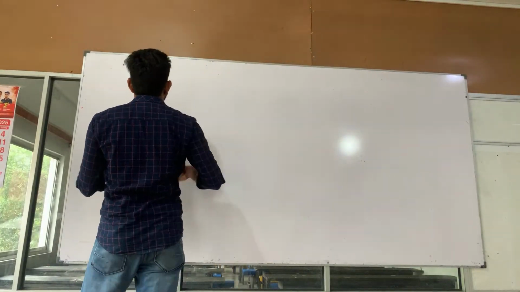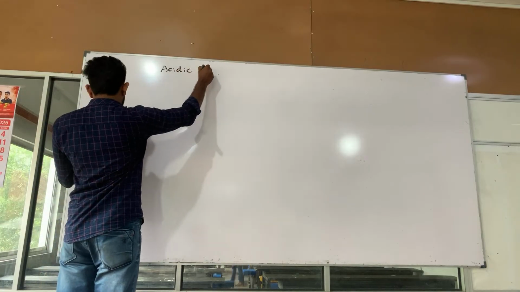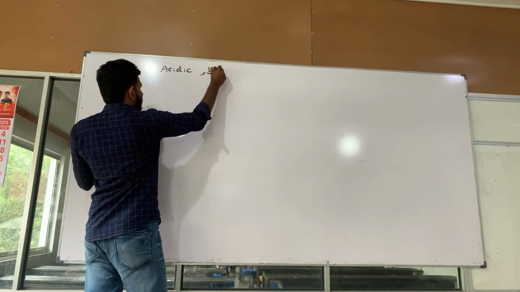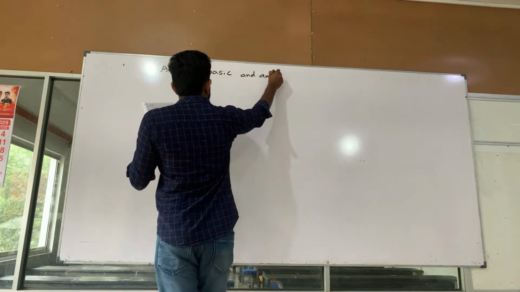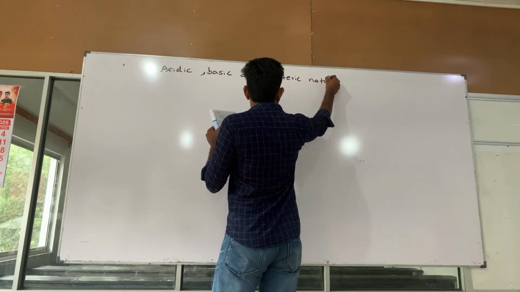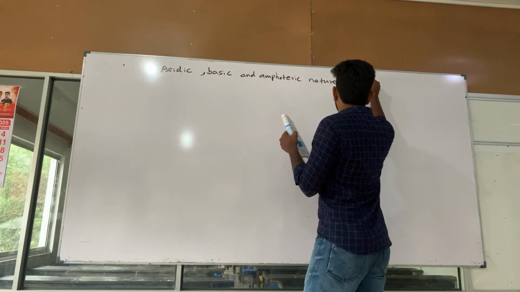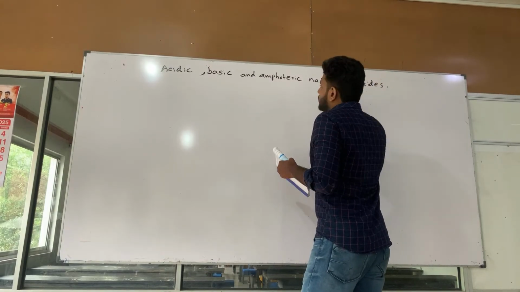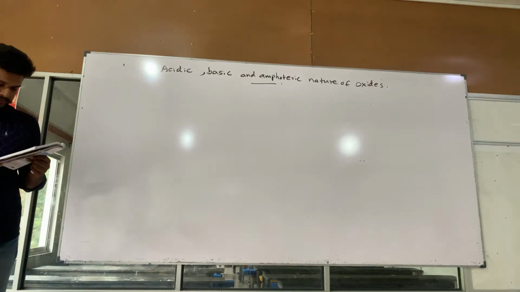Write down the topic: acidic, basic, and amphoteric nature of oxides. Acidic, basic, and amphoteric nature of oxides.